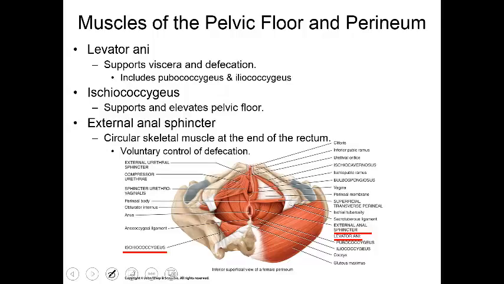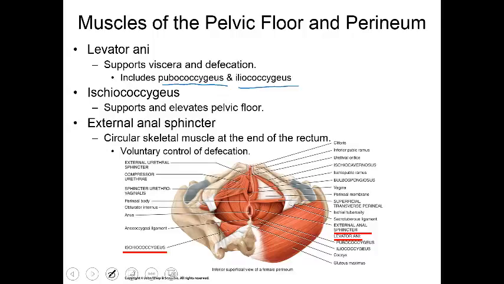The levator ani is the next concentric circle. So the levator ani muscle consists of two submuscles called the pubococcygeus, for pubis, of the hip bone and the coccyx, and the iliococcygeus muscle. So the pubococcygeus is more towards the external anal sphincter. The iliococcygeus is the outer concentric circle. Both of these muscles together form the levator ani.